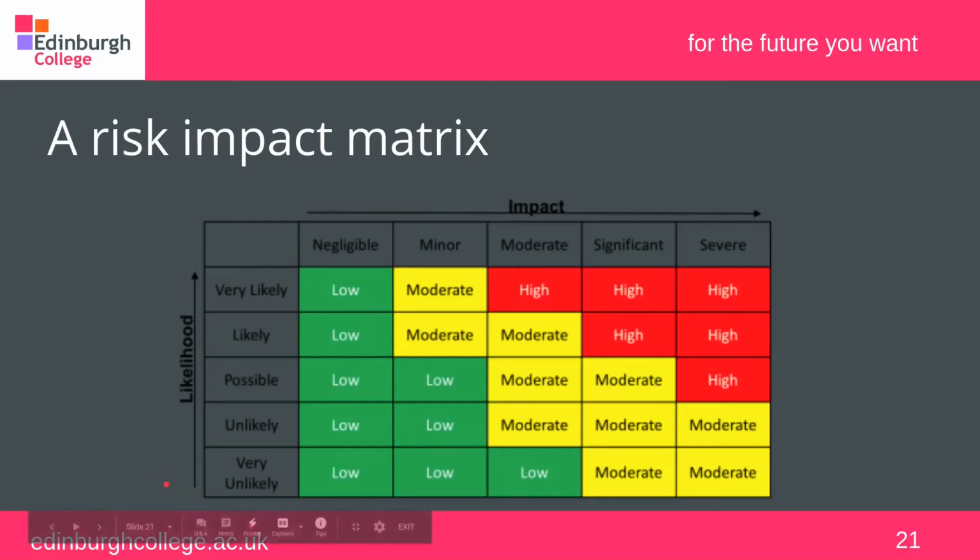Okay, so let's just say we have a smoke alarm and a sprinkler system. The likelihood is very unlikely that this is going to happen. Okay, but if it did happen, what would be the impact? The impact would be very severe. So we would mark this as a moderate risk. Okay, it's unlikely to happen, but still a moderate risk.